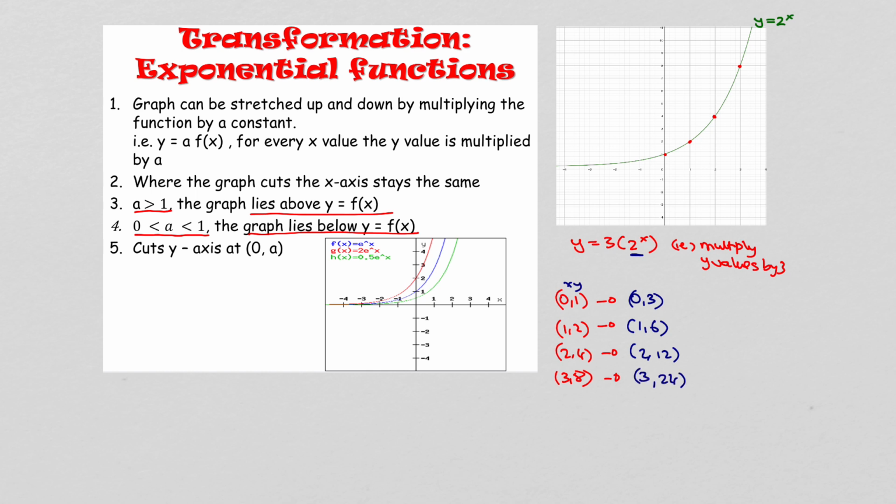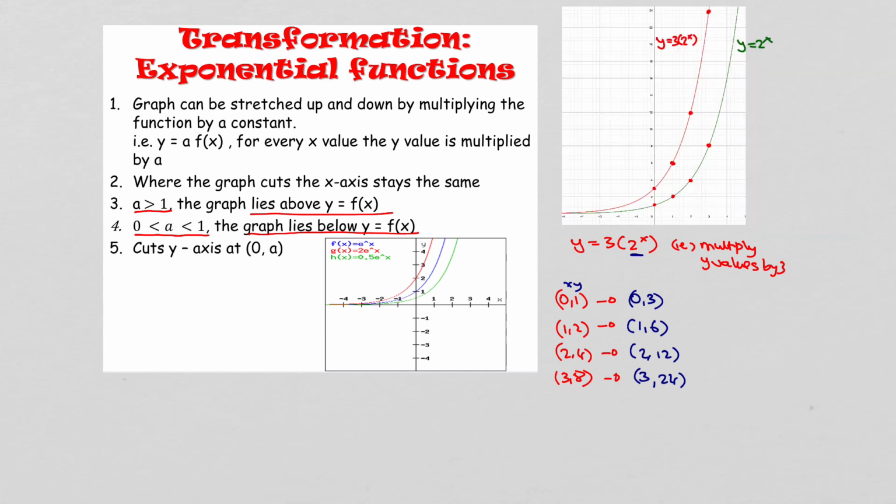So if we plot our new points and we get our new graph, so we can see as we multiply by a whole number, the graph increases at a much faster rate. So again, we can see each of the y values are jumping much, much higher for each value that we increase by.